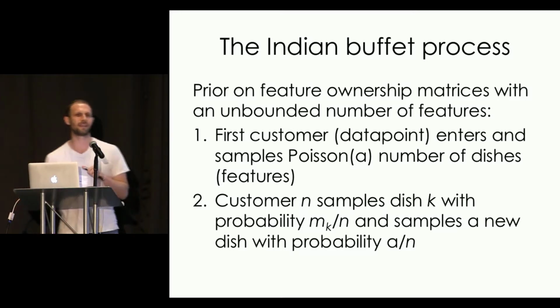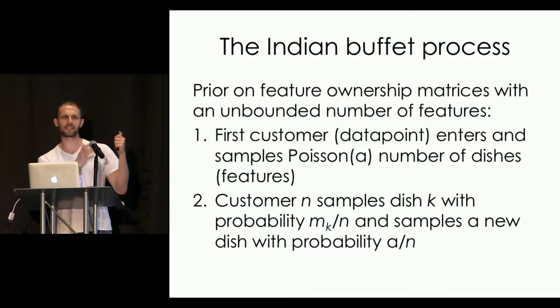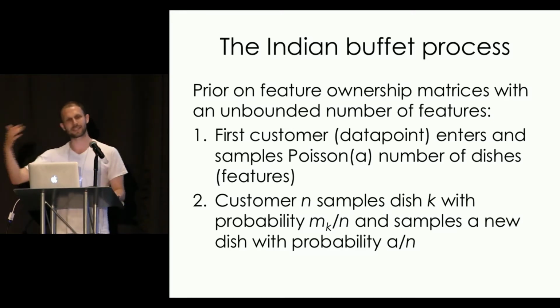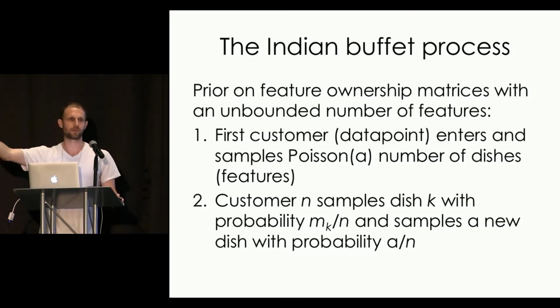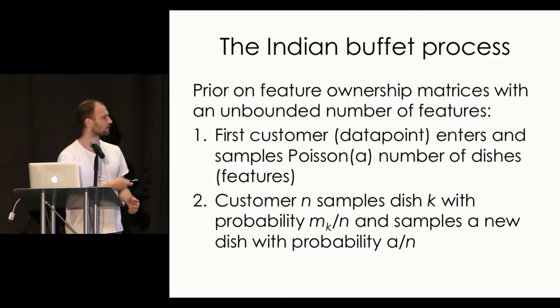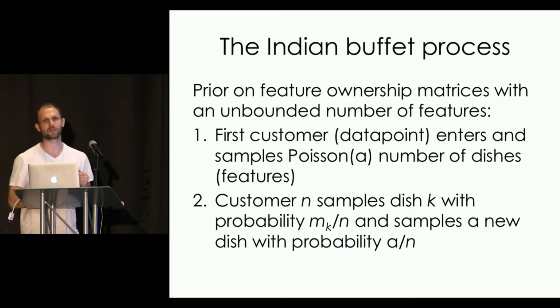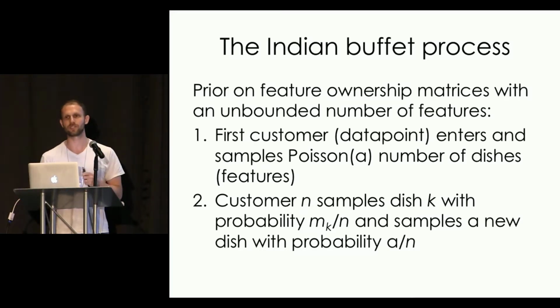So the idea is that customers, again, correspond to data points. The customer comes in, but now instead of sitting at a single table, they can select multiple dishes. They're going to, again, select dishes in proportion to their popularity, but they're also going to select a Poisson number of new dishes. We again have this concentration parameter alpha, which is controlling the complexity of the model, basically the number of new dishes you're going to sample.